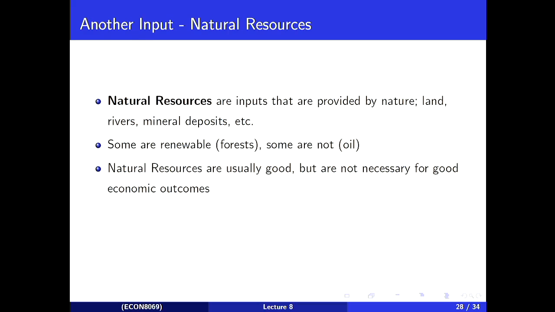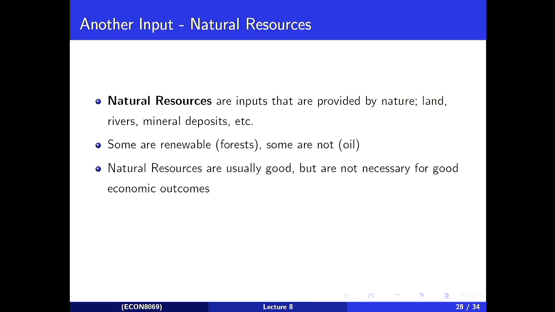Okay. Very quickly, not to harp on about this one at all, natural resources are an input into production. They're inputs that are provided by nature, so we're talking about our land, our rivers, our mineral deposits. Land used to be a big part of all of our macroeconomics, but because it's not that important anymore, we've kind of dropped it off entirely from our macroeconomic questions. There are renewable natural resources, there are non-renewable natural resources. Natural resources are usually good for economic development.